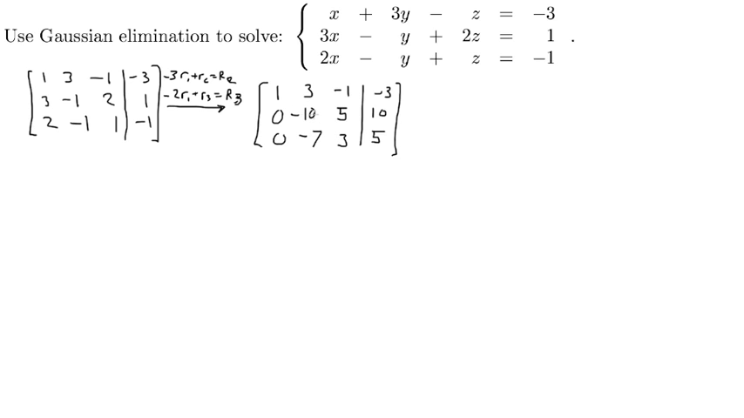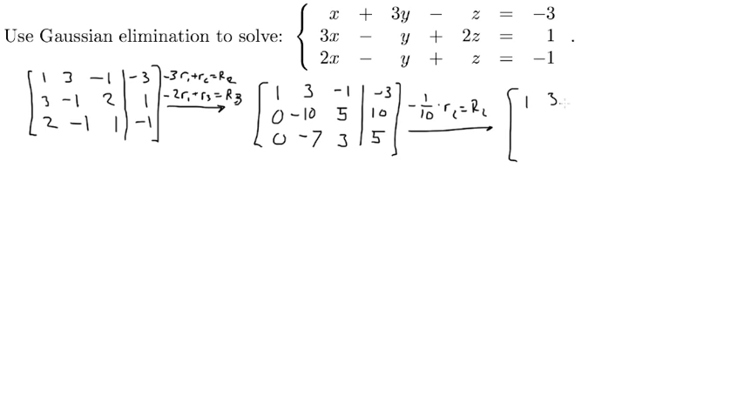The way I'm going to do that is I'm going to multiply this whole row by negative 1/10. So negative 1/10 times row 2, that's going to give me my new row 2. I'm only changing row 2, so row 1 and row 3 will be exactly the same.